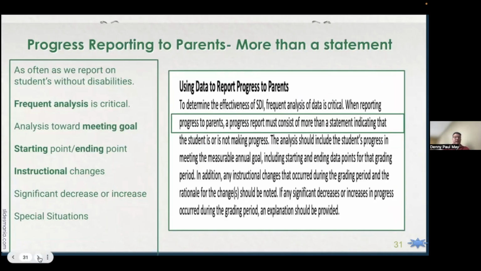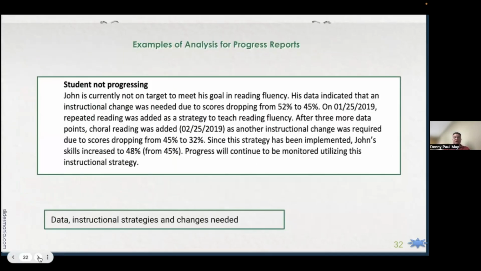Now, the other thing that we do with progress monitoring is we analyze that data. Frequent analysis is critical, and it's to determine the things that we've talked about. Where is the student functioning? What's going on in the student's life? How's the student responding to the specially designed instruction? Are they making gentle, steady progress toward attaining the goal? If they're not, we got things that we have to do.